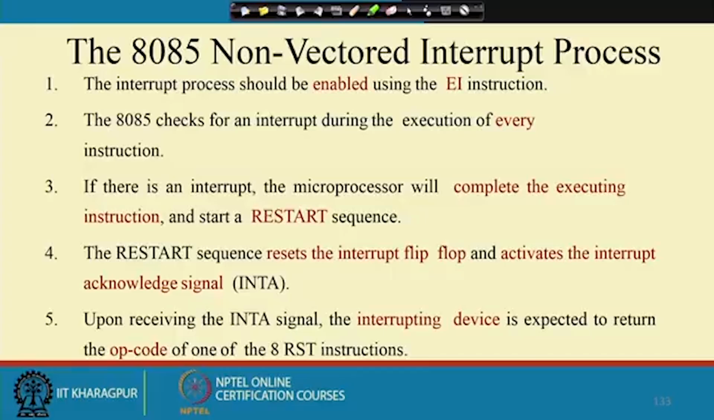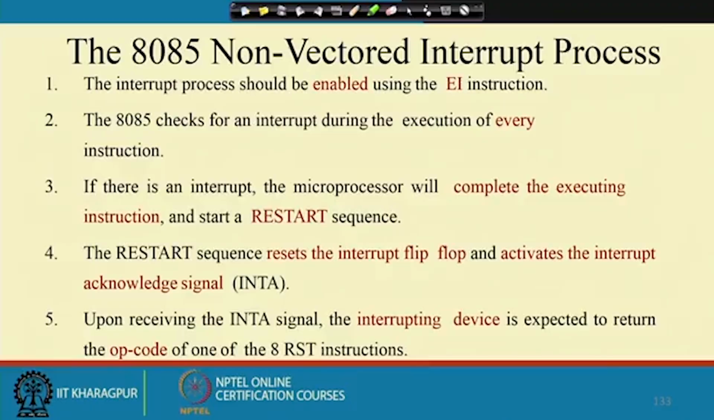If the interrupt occurs, then the microprocessor will first complete executing the current instruction. This is a very important thing to note. It is not that the interrupt has occurred and the processor will leave the execution in the middle of an instruction and go to the interrupt service routine. It does not happen like that. The first thing it does is complete the current instruction, and once the instruction is completed, it will start a restart sequence.